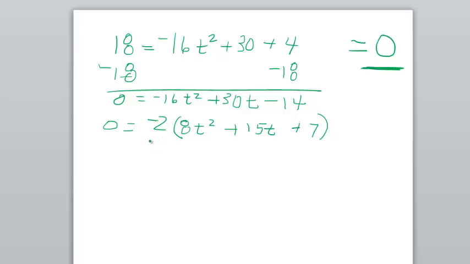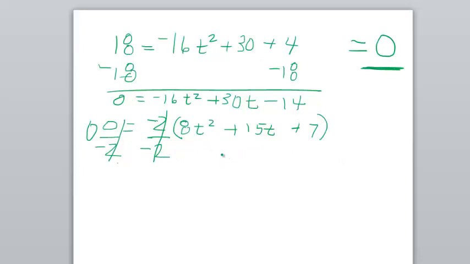I can get rid of this because I can divide this side by negative 2 and I can divide this side by negative 2. That stays 0, right? And that just turns into 1. So I just have to deal with this now. And again, this is going to come back.